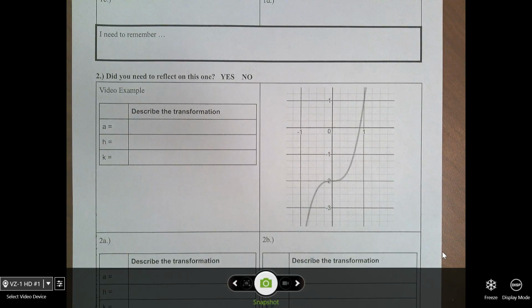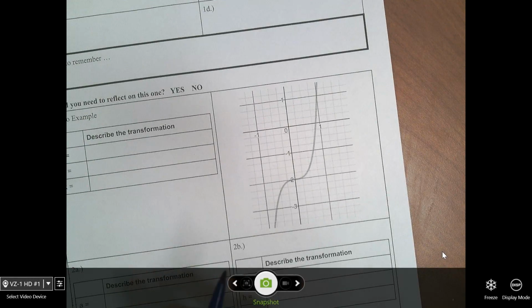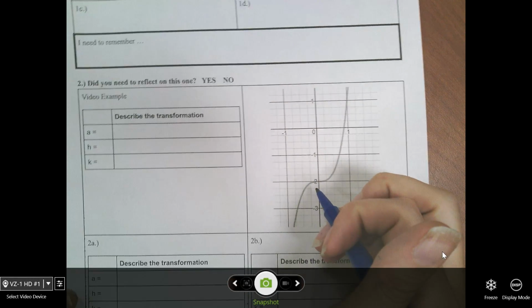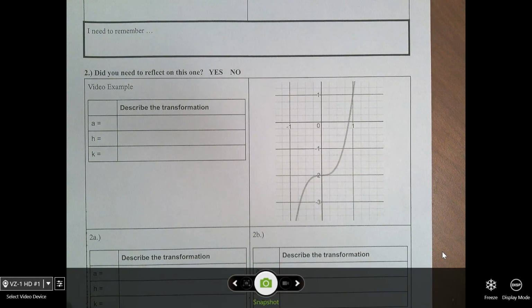Okay, we're going to go through this example, so have your example pulled out. We're going to name A, H, and K from a graph, which is essentially what you needed to do for problem number 2. So the first thing we're going to do is name the A. If you look at your A, H, and K foldable, you'll remember that we don't start at 0, 0 to name A. We have to start at a specific point depending on the function.